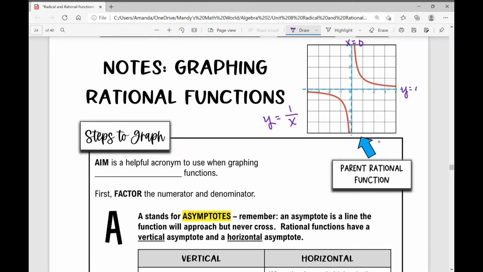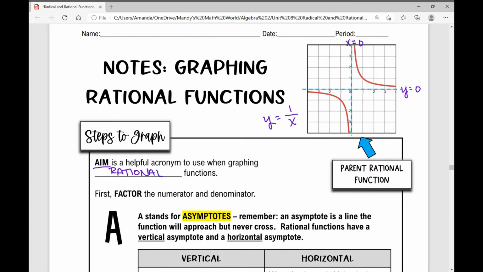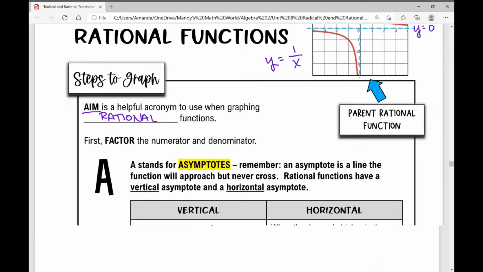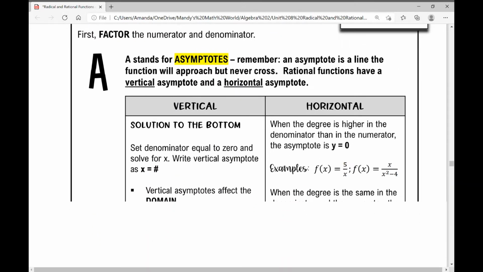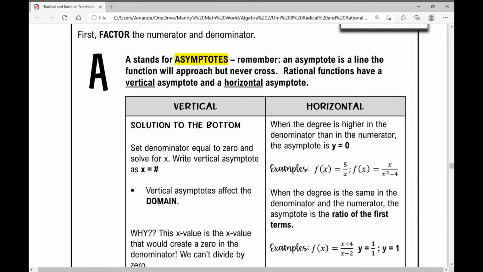is y equals 0. So we're going to use this helpful acronym, AIM, to graph rational functions today. So what does each letter stand for? A stands for asymptotes, I stands for intercepts, and M stands for multiplicity. So I'm going to briefly go over what we need to do for each of these. So A stands for asymptotes.